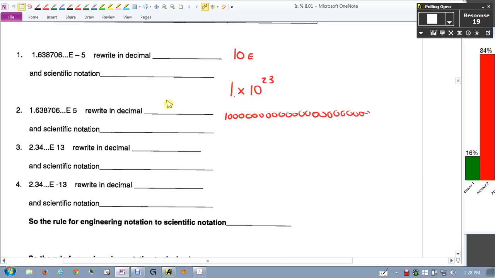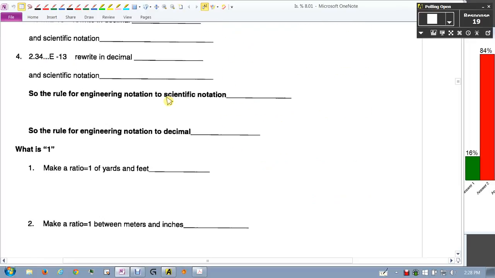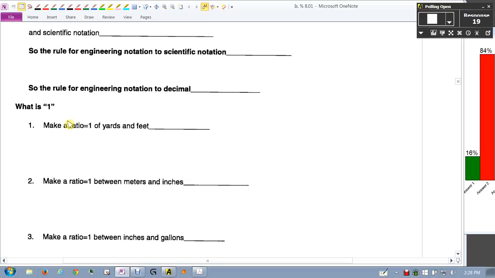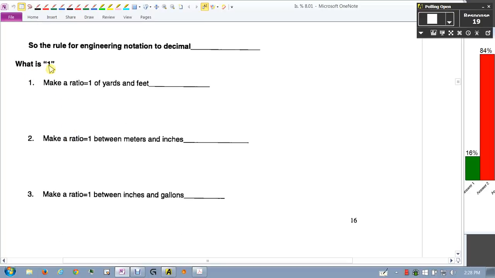Right? Remember these? Okay, so I want to pick up right after where we were talking about that, where it says what is 1.